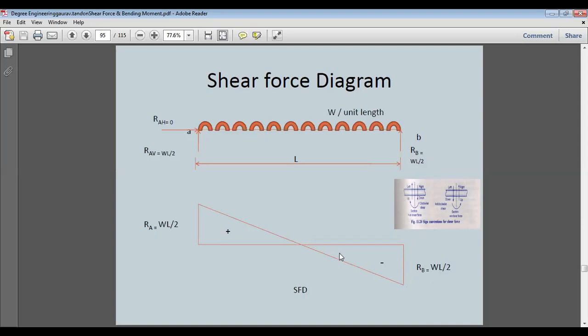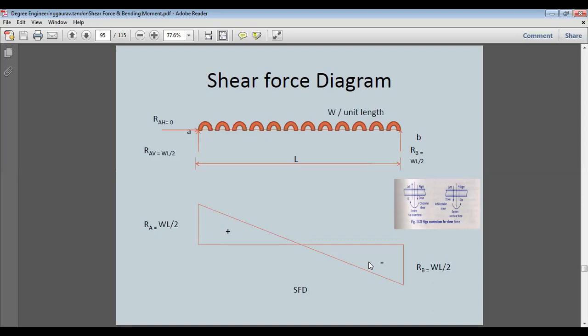Then we'll find the load at the center point. Center point load is W into L. That means this WL is acting at the center point, and similarly you will find the reaction WL by 2 acting on the extreme point A. This reaction is vertical upwards. So again a force is applied at this point. So this is the first point, this is the second point, and this is the third point.